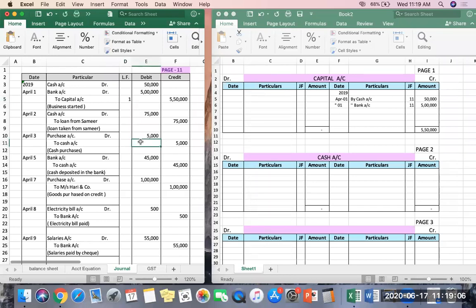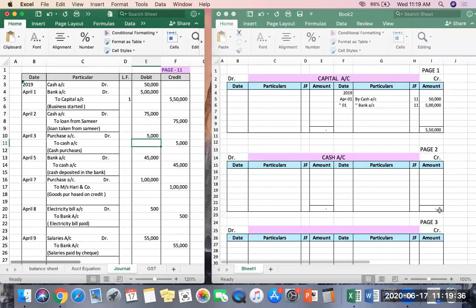Another purpose it can serve, besides the cross reference, which I told you is the main purpose of this folio column: once you write the number, you are sure whether you are done with all the entries. In this complete entry there are 3 entries: capital account, cash account, and bank account. So all 3 have to be done. I have just put page numbers 1, 2, 3 to show you how to do it. Next we are taking the cash account.